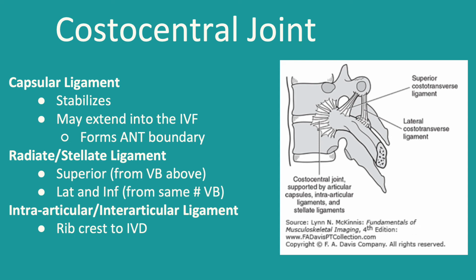The costocentral intra-articular, aka interarticular ligament, is on the diagram on page 87. You can see it just behind that capsular ligament. It's coming directly from the intervertebral disc and going to the crest of the rib. So there you go.